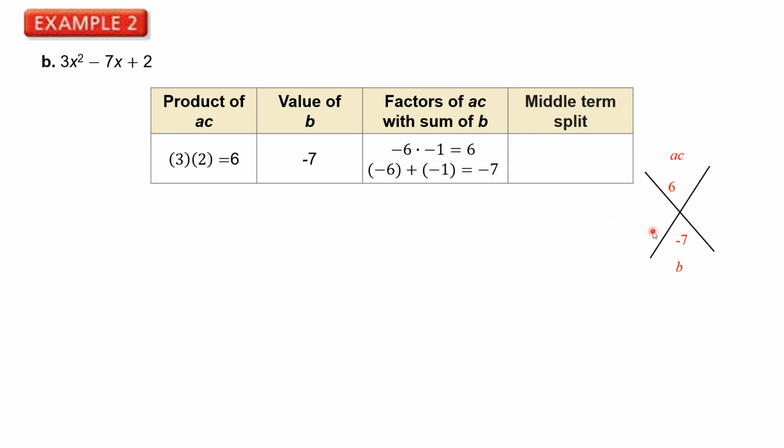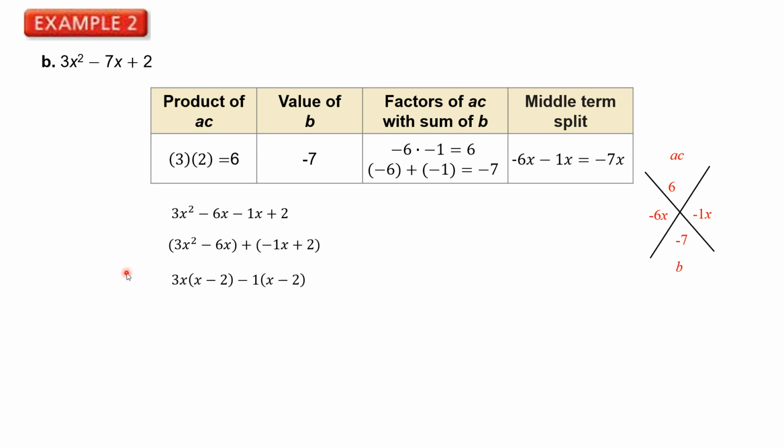So I'm going to use -6x and -1x as my two new middle term split expressions. And then we're going to take our original trinomial and rewrite it, replacing -7x with our -6x minus 1x. And then next step, once we've got our 4 terms, we're going to group the first 2 terms and the second 2 terms. And our next step is GCF from each group.